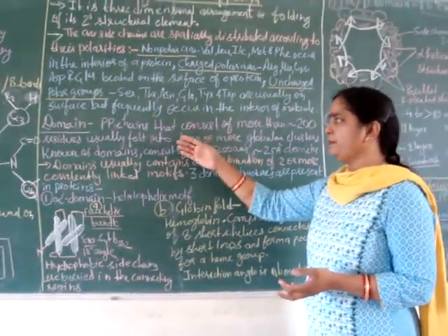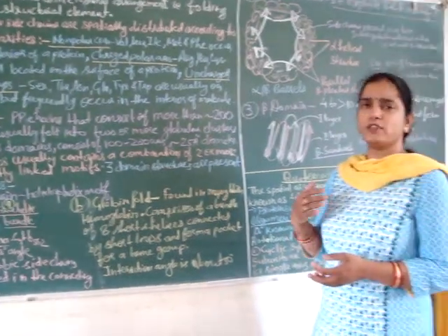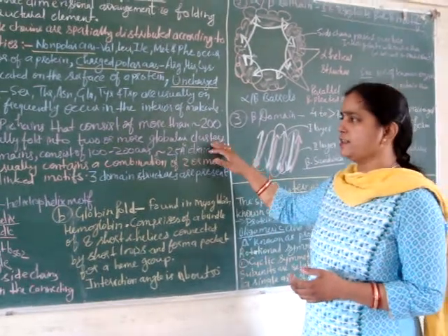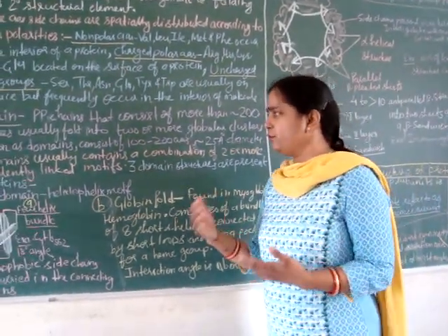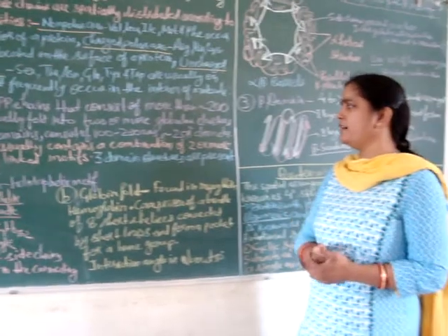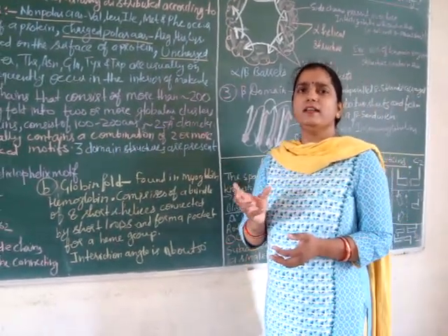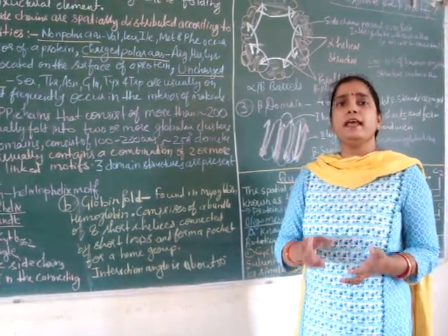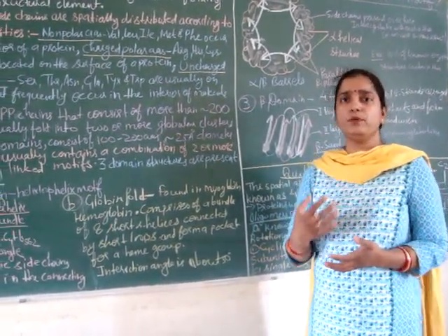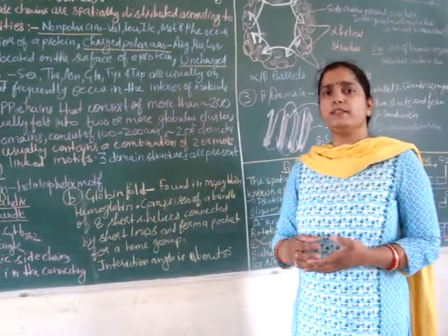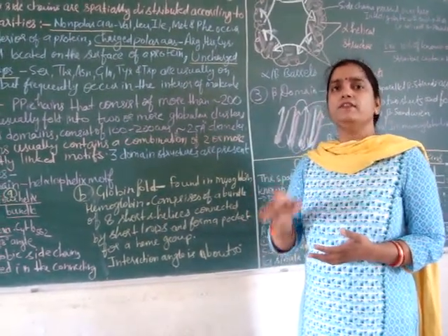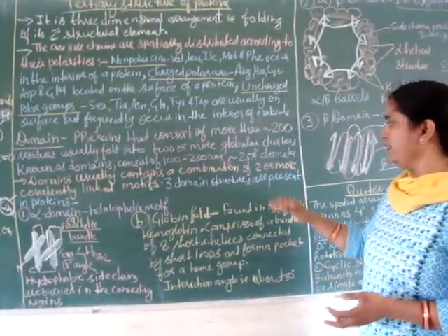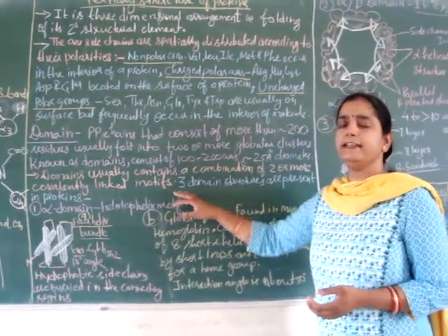A polypeptide chain that consists of more than approximately 200 amino acids usually falls into two or more globular clusters, which are known as domains. Domains consist of 100 to 200 amino acids, and their diameter is usually approximately 25 angstrom, and each domain has its own function. Suppose a protein or enzyme is made up of 3 domains, then each of the 3 domains will have its own function. Okay. Now a domain usually contains a combination of 2 or more covalently linked motifs.